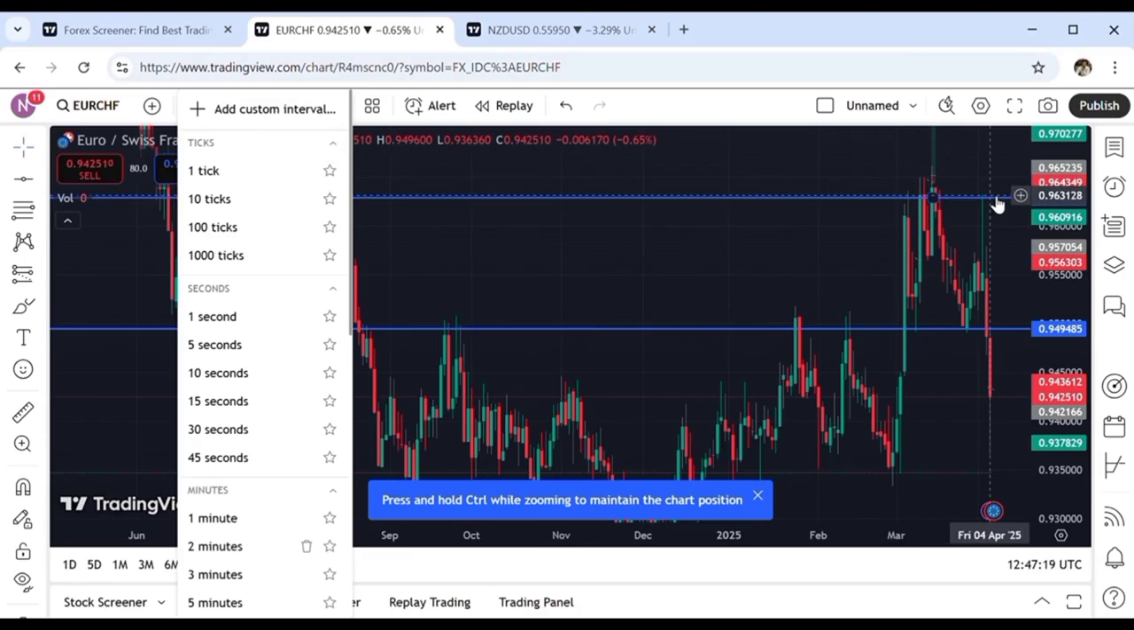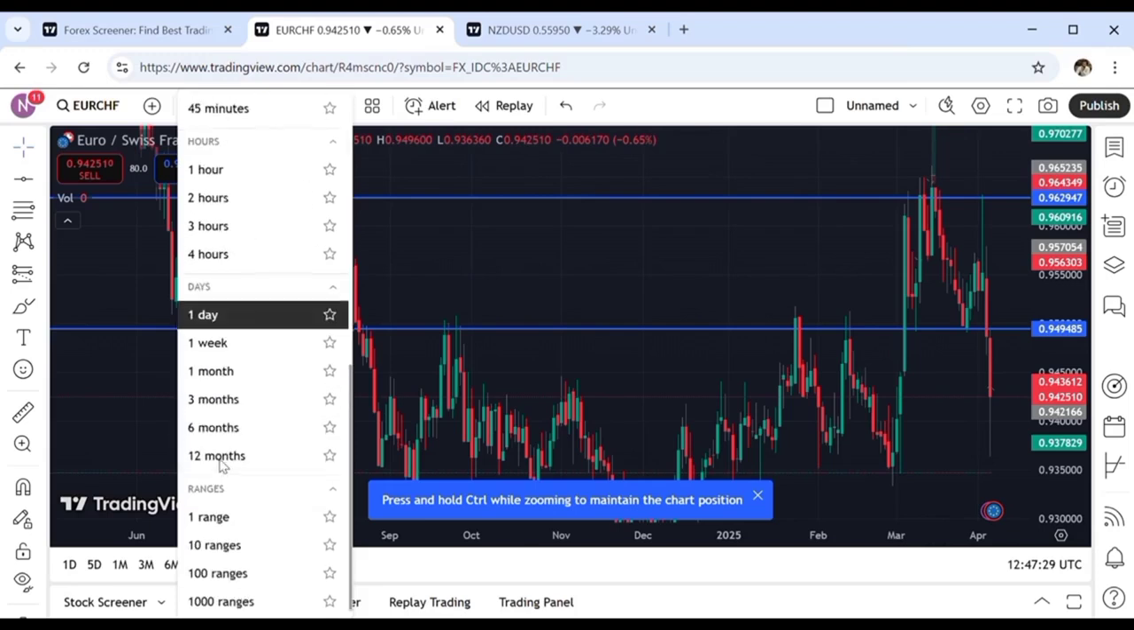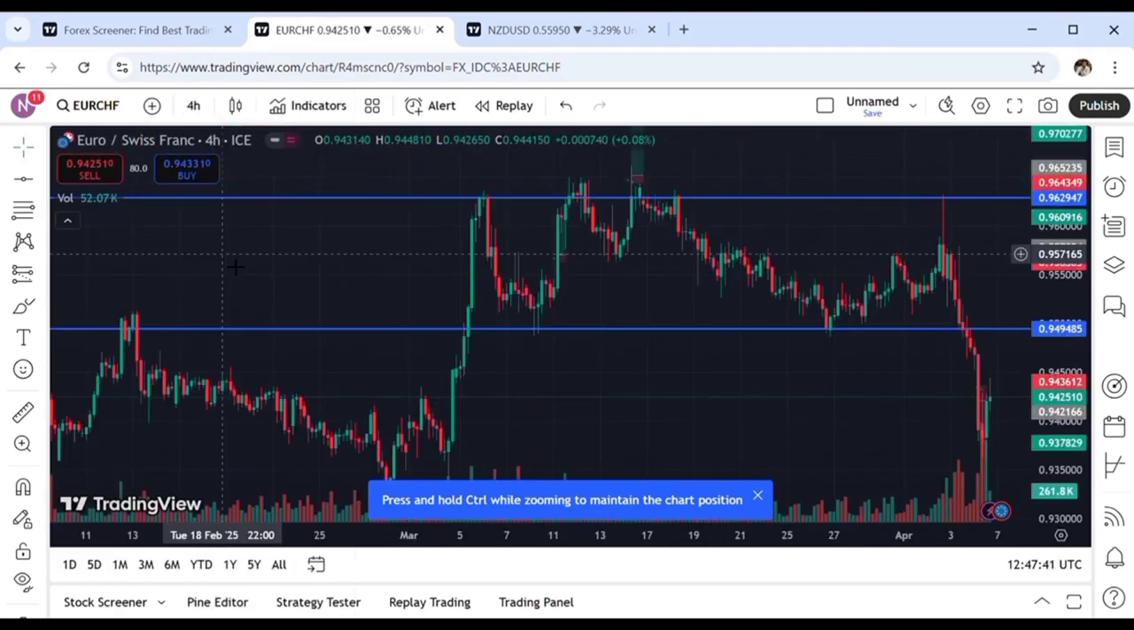Then we should look for a second sign. Then let's go into the 15 minutes time frame and look for a second sign to make your entry. So let's go to the 4 hours now. I'll not take this as the second sign.